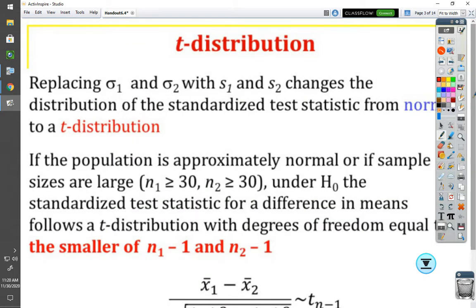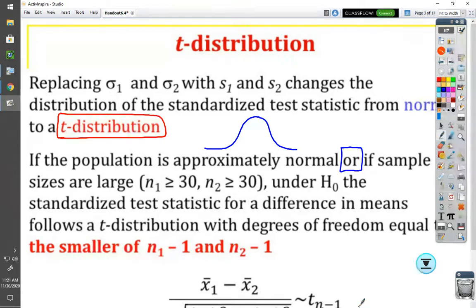So on a t-distribution, when we replace sigma 1 and sigma 2 with standard deviation 1 and standard deviation 2, we change it from a standardized test statistic, or a z-value, into a t-distribution. That's one of the criteria we have for if we're in a t-distribution. It says, if the population is approximately normal, or, and that's going to be a big word for us, or if the sample sizes are large enough. So we have two criteria. One, is it approximately normal, meaning does it make a smooth curve? Or do I have sample sizes greater than 30? If I can meet one of these criteria, I will be able to use this t-distribution.